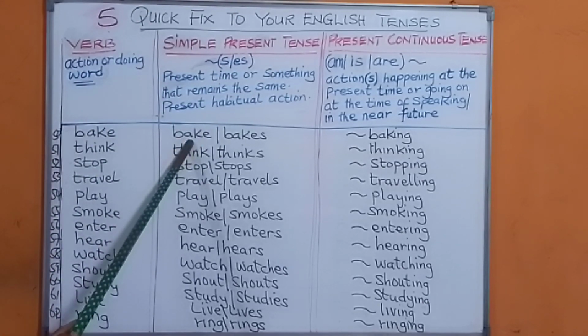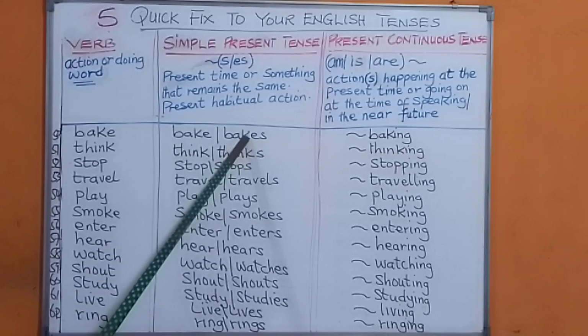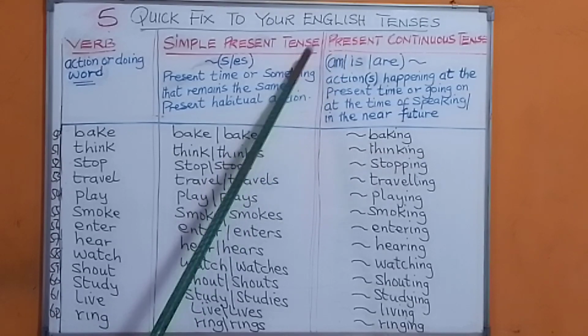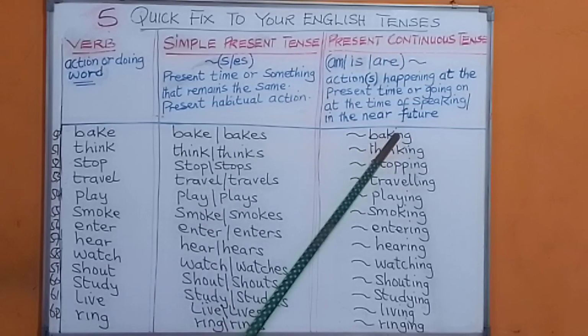Simple present tense. Let's go. Bake. We can bake the cake. The people can bake the cake. My aunties bake the cake. Okay? When it's one, my auntie bakes the cake. My sister bakes the cake. She bakes the cake. Now, when you are using that in present continuous, they say baking.